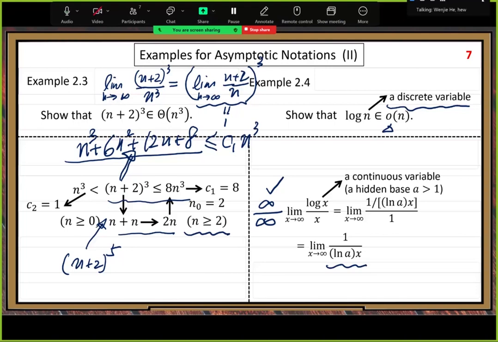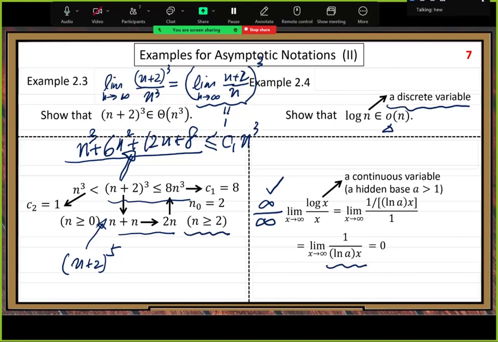You cannot apply L'Hopital's rule another time. Here you need to calculate the limit directly. Numerator 1, denominator x goes to infinity, so the whole fraction goes to 0. So the limit is 0.